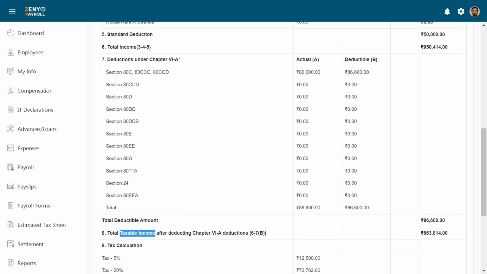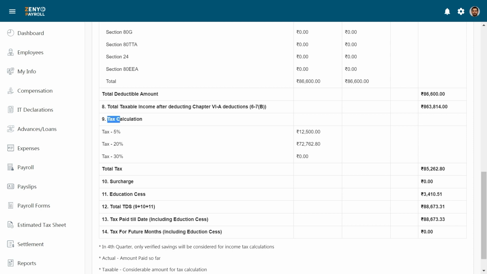Now total taxable income is the difference between total income and the total deductible amount. Beneath you have the taxes, education cess and the total TDS to be paid for the year. This is the tax paid so far and this is the tax to be paid for future months.